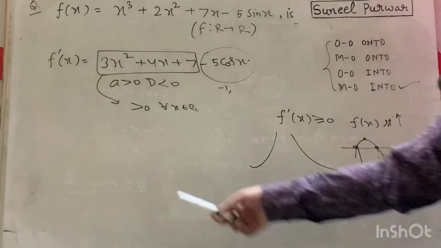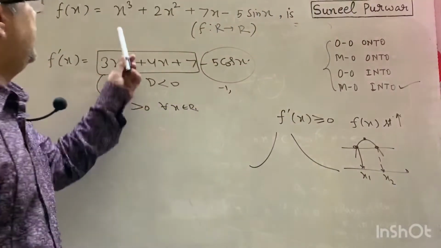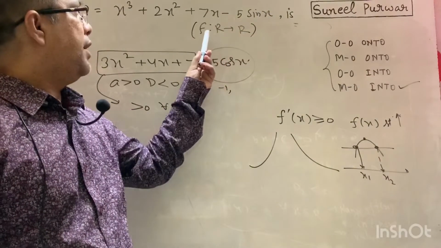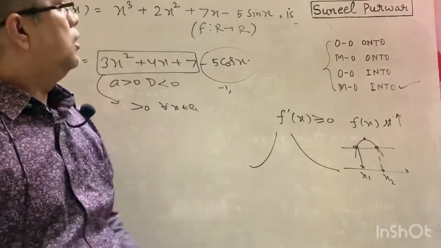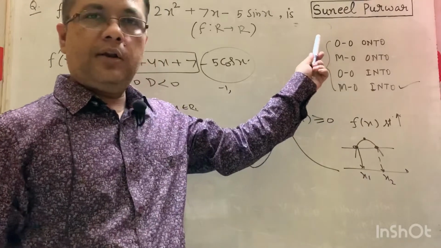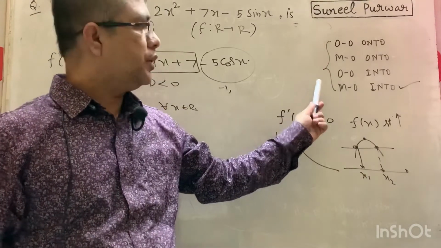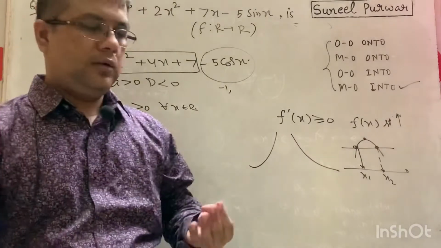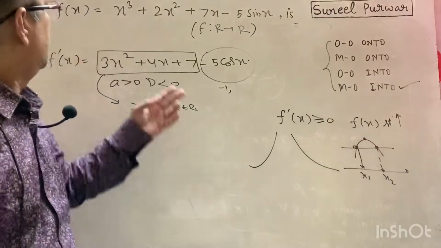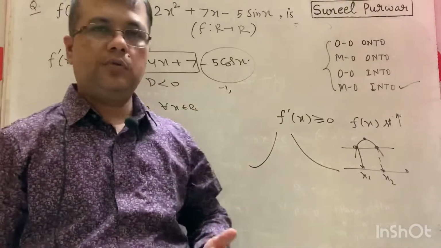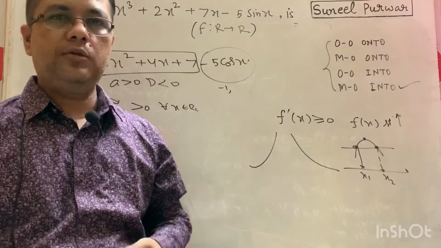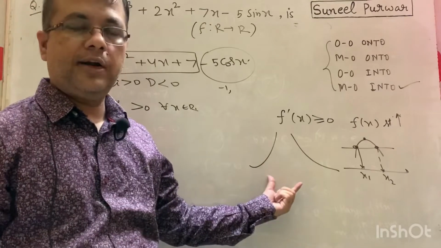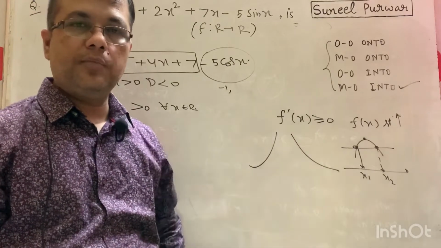Now here this is the function f of x is equal to x cube plus 2x square plus 7x minus 5 sin x, defined as R to R. Okay, you have to again identify what type of function this is. Now, the proper method for identifying whether the function is 1, 1 or many 1, I mean most commonly used and you say most powerful method for identifying whether the function is 1, 1 or many 1 is what?